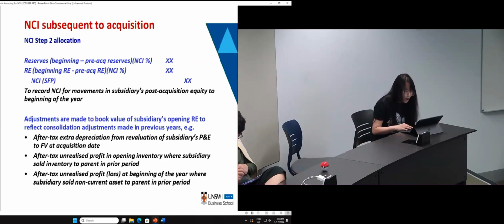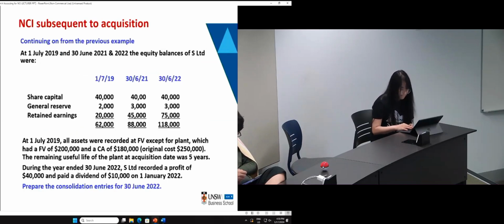Now we're going to have a look at all these situations in our example. So we're going to continue on from the previous example. Okay, now we have done acquisition date. Now let's look at the worksheet entries subsequent to the acquisition date. Now assuming current year ended on 30 June 22, let's also assume the partial goodwill method is used here in the worksheet when you prepare the worksheet entries on 30 June 22.